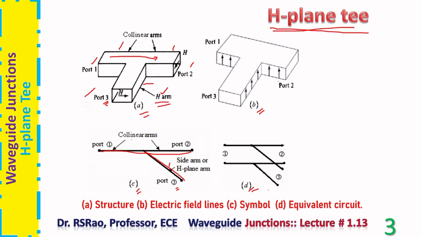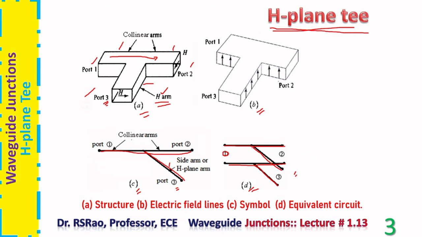In D is shown equivalent circuit. Here the equivalent circuit of H plane T is in terms of transmission line sections. This is one transmission line. It represents both the collinear arms. Another piece of transmission line which represents sidearm.